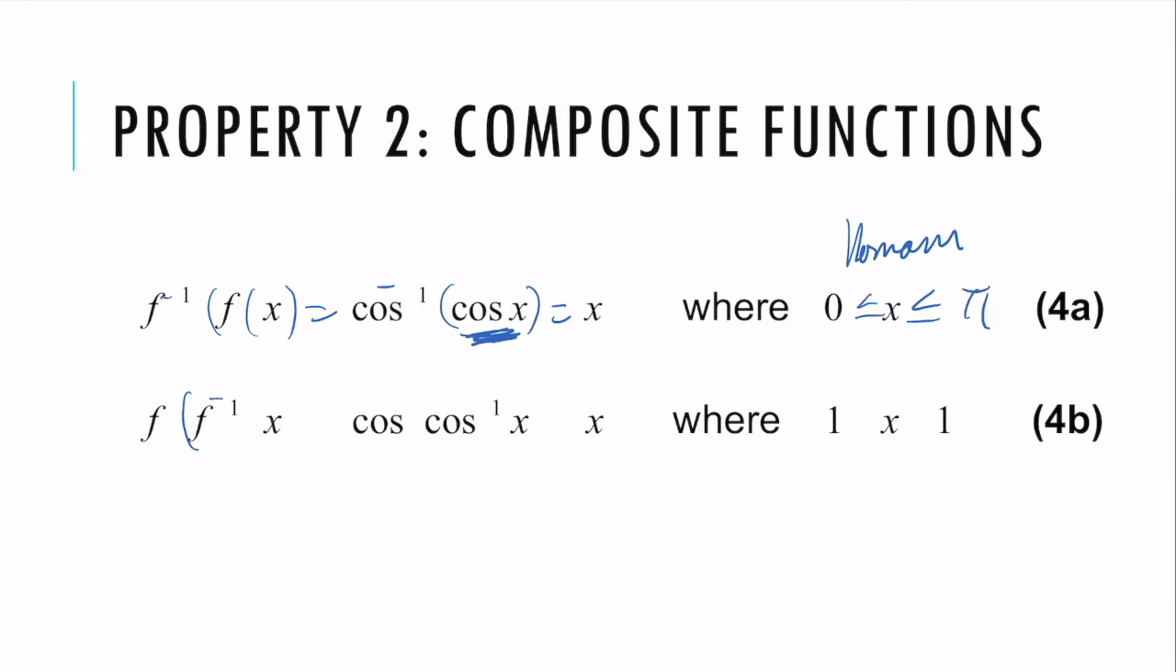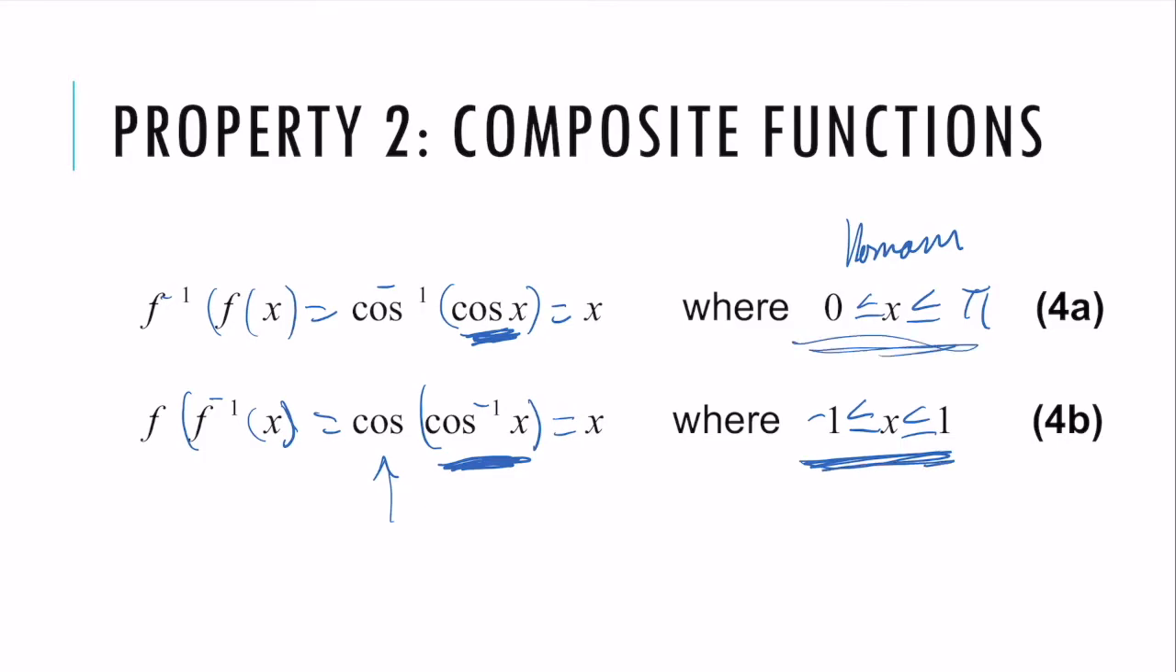If I have f inverse of f of x, which is inverse cosine of cosine of x, that's going to give us x, where negative 1 is less than or equal to x, and x is less than or equal to 1. So we're taking the domain of the inverse function, from negative 1 to 1, and intersecting it with the domain of cosine, which is negative infinity to positive infinity. So we really just want to focus on our domains.